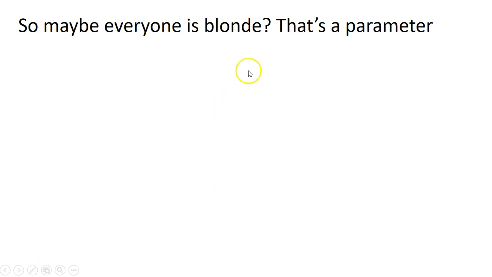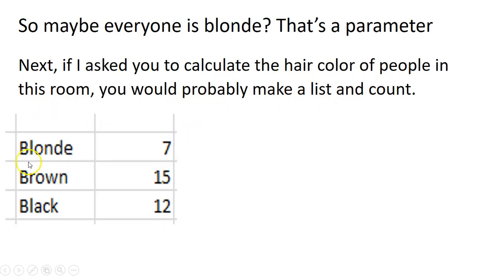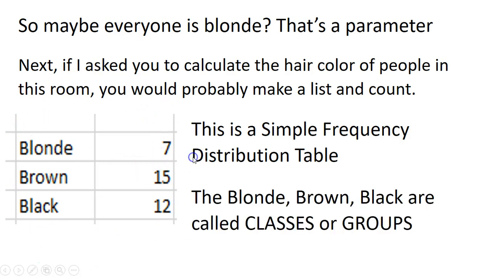Okay? So it's two things that mean the same thing, but one is for a large overall group of everything, and the other is for a small one. So maybe everyone is blonde. That's a parameter. Next, if I asked you to calculate the hair color of people in this room, you would probably make a list and count it, right? So, for example, let's say we had 7 blonde-haired people, 15 brown-haired people, 12 black-haired people, right? This is a simple frequency table right here. A simple frequency table that we just developed.